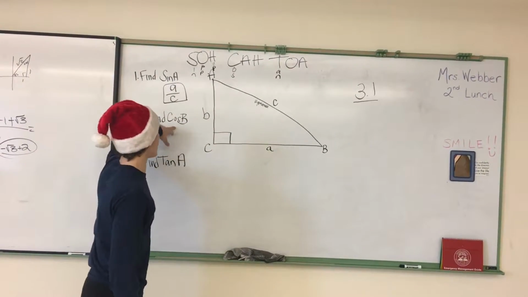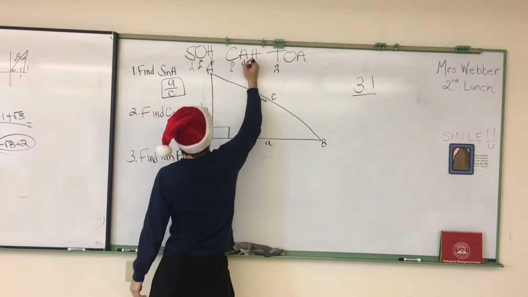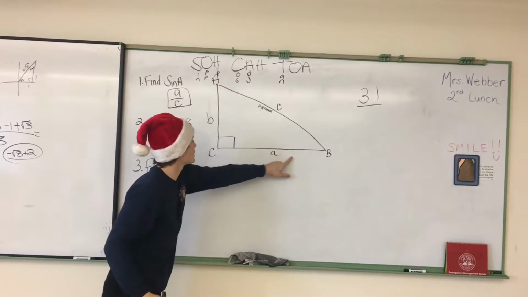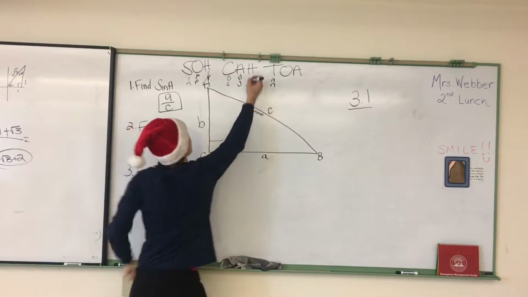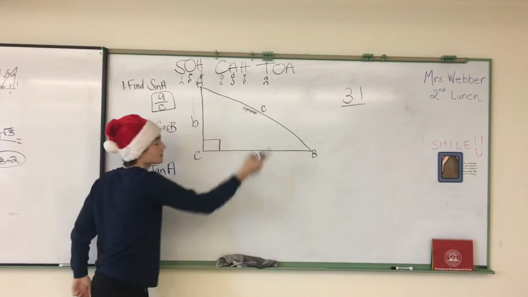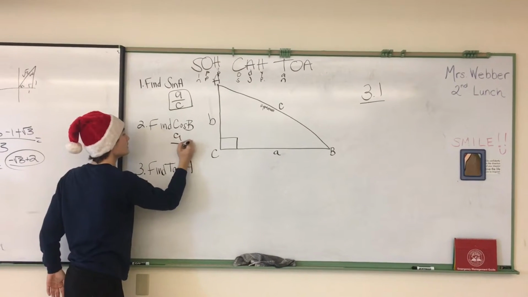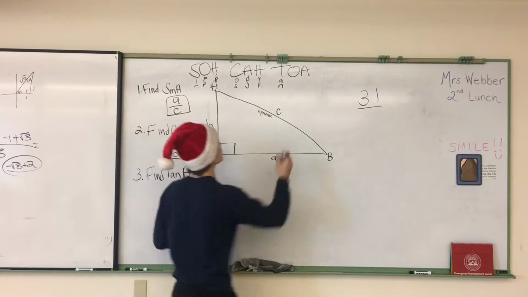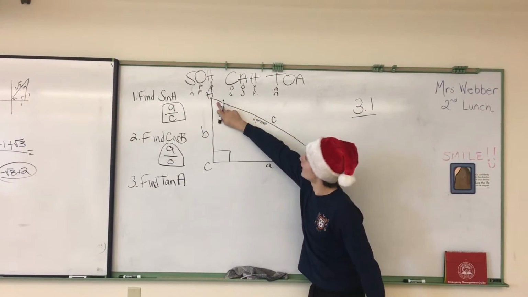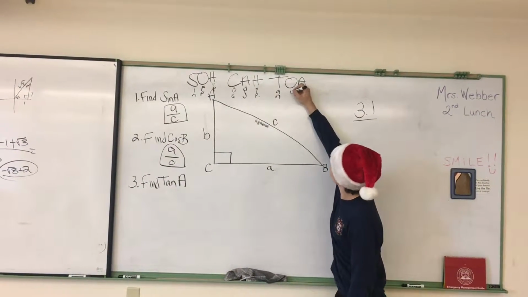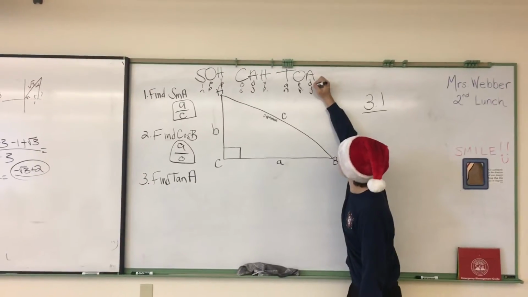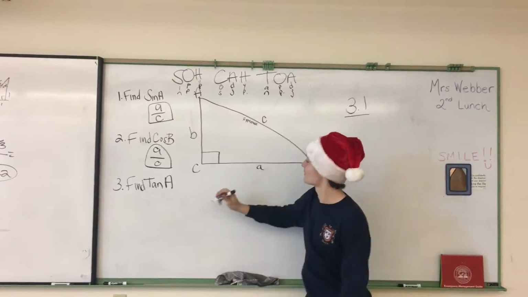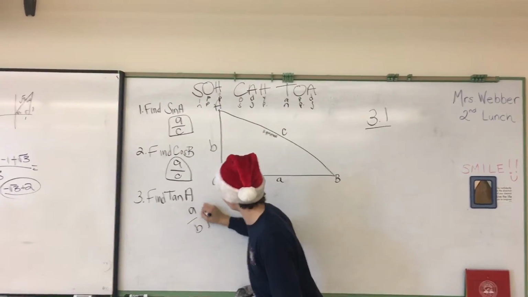And if you're trying to find cos B, you would take the side adjacent to angle B, which is this one, A, and then you take the hypotenuse, which is C. So you have the same answer again, A over C. And then to find tangent A, you take the angle A and the side opposite of it, and then the side adjacent to it, which is B. So it's A over B.